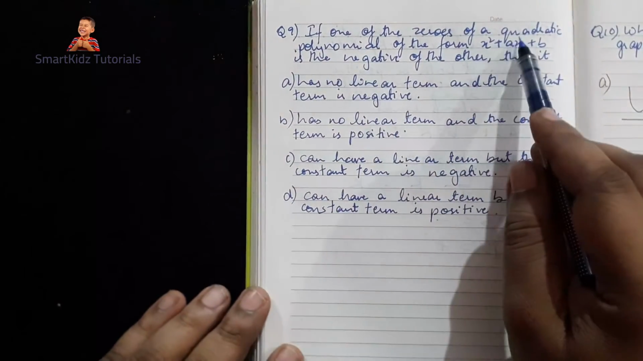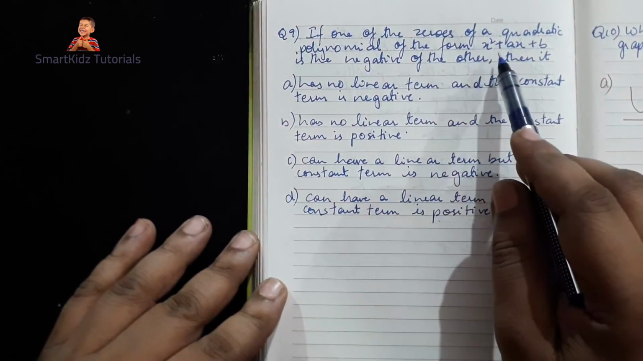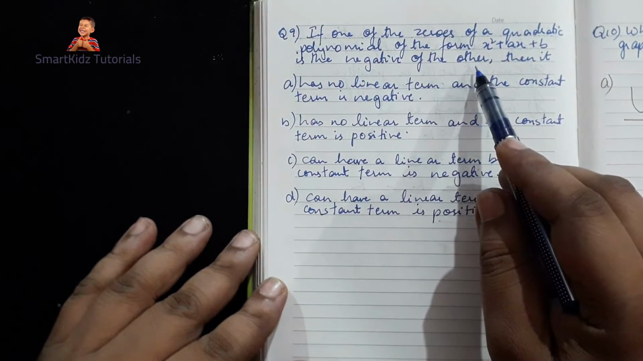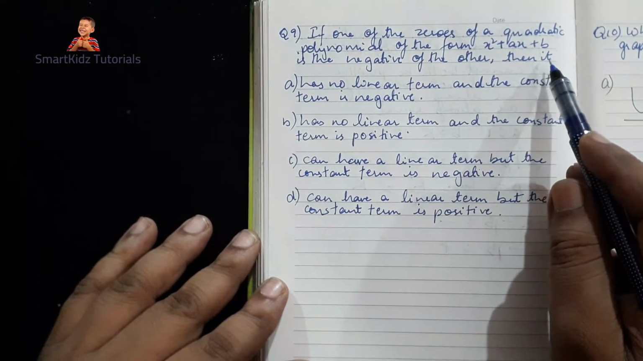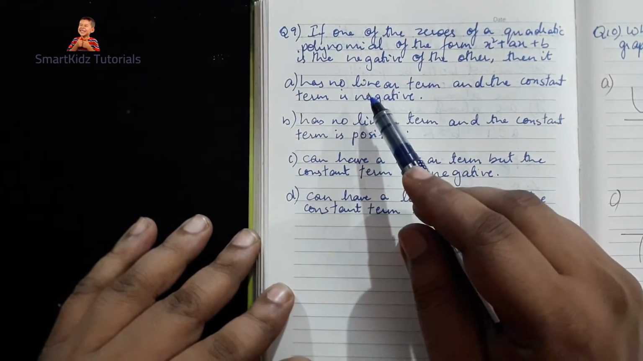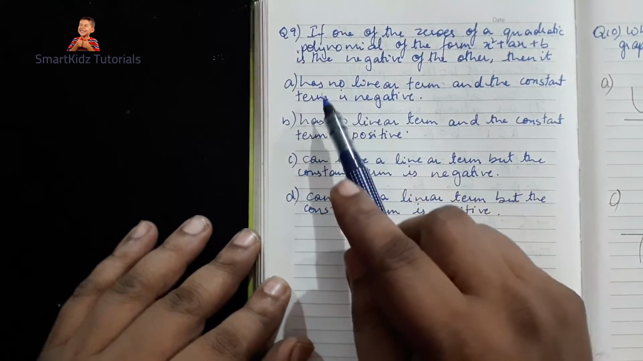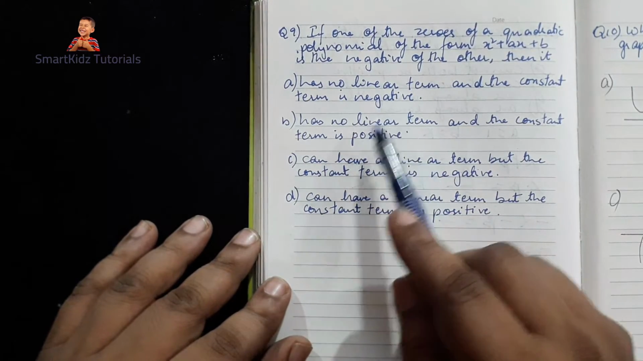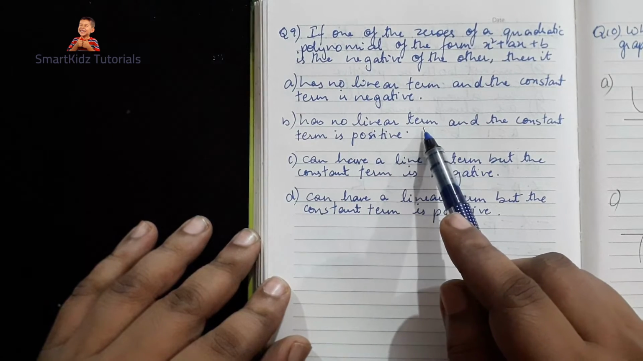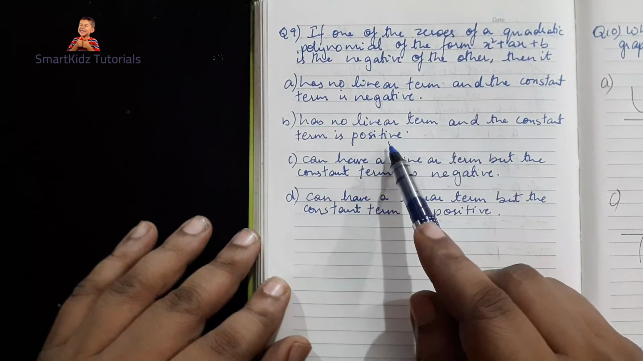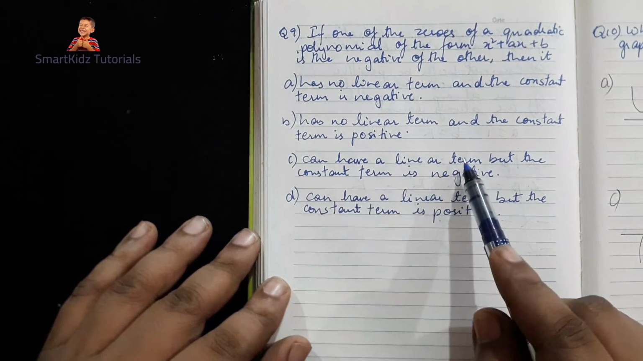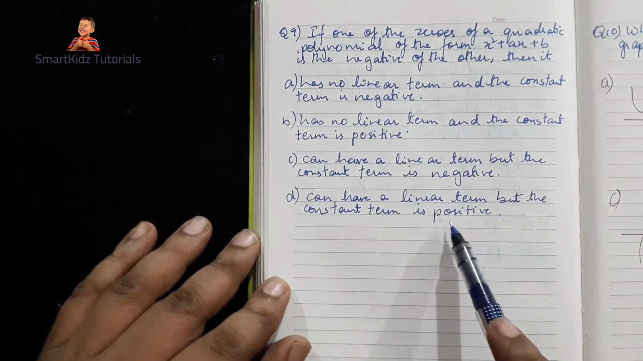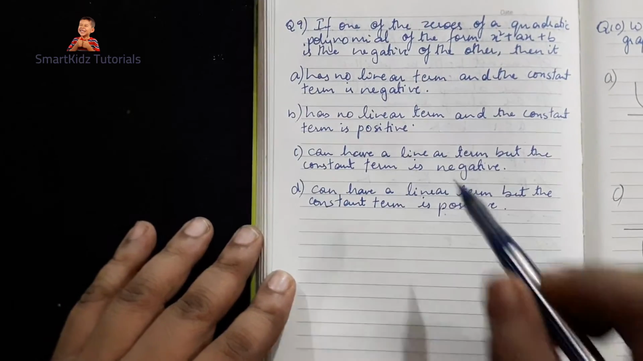Question 9. If one of the zeros of a quadratic polynomial of the form x square plus ax plus b is the negative of the other zero, then it, and the choices given are quite interesting, you have to read them: A, has no linear term and the constant term is negative. B, has no linear term and the constant term is positive. C, can have a linear term but the constant term is negative. D, can have a linear term but the constant term is positive.